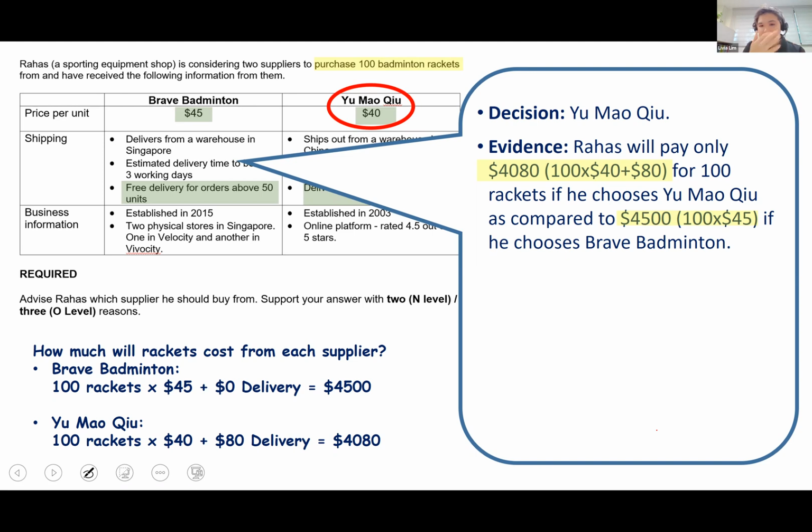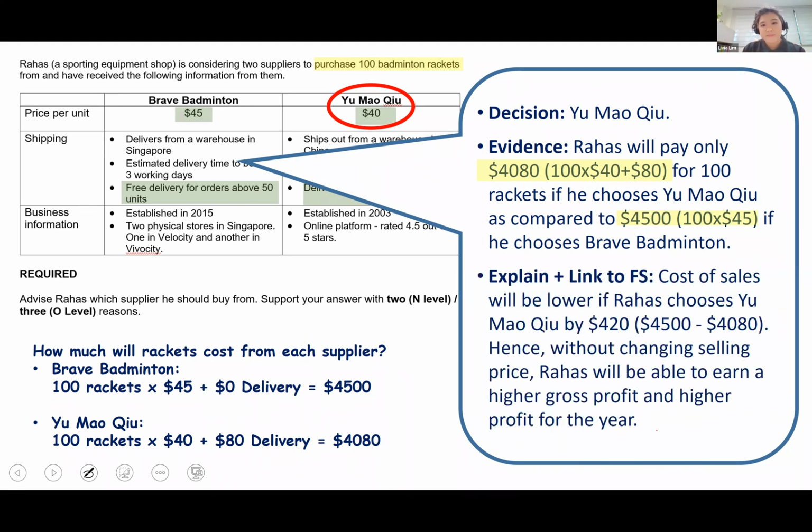Okay, so what is the explanation and link to FS? So you explain why this evidence supports your decision. The reason why the evidence will support your decision is because cost of sales or your inventory cost will be lower if you choose Yu Mao Qiu. All right, by how much? By $420. I take 4,500 minus 4,080. Okay, so this is me explaining why the evidence supports my decision.